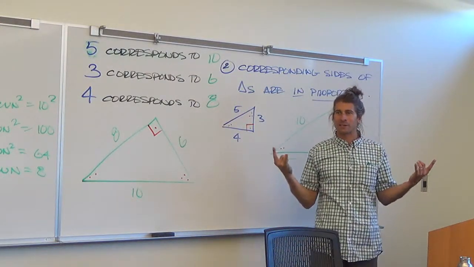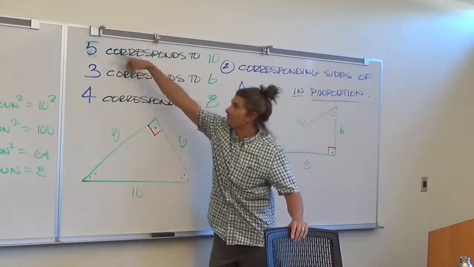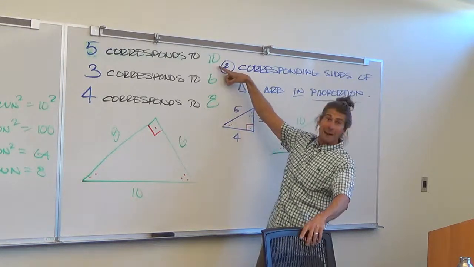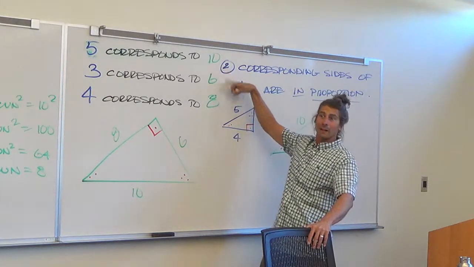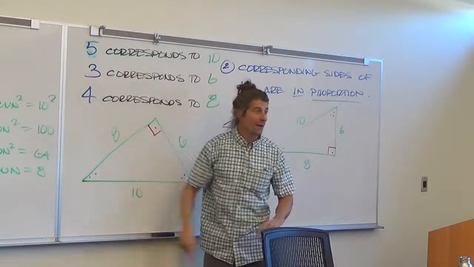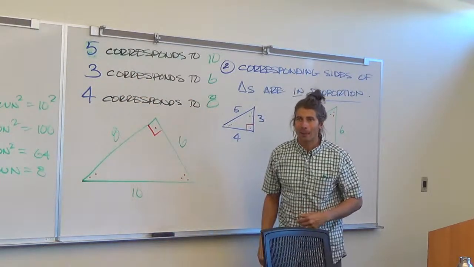1.66666. I find it hard to say that number without doing this. So 5 divided by 3, 1.67. 10 divided by 6, 1.67. 8 divided by 10, let's go easy. 4 divided by 5, 80%, 0.8. You see?